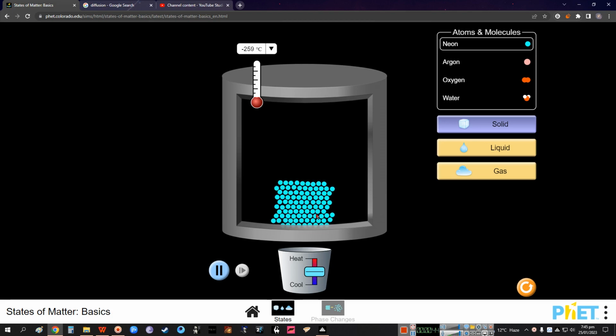together. And we do know that in a solid, the particles are only able to vibrate around and collide with one another. So as you can see, they're colliding, and they're not going anywhere. They're retaining their shape because it's a solid.